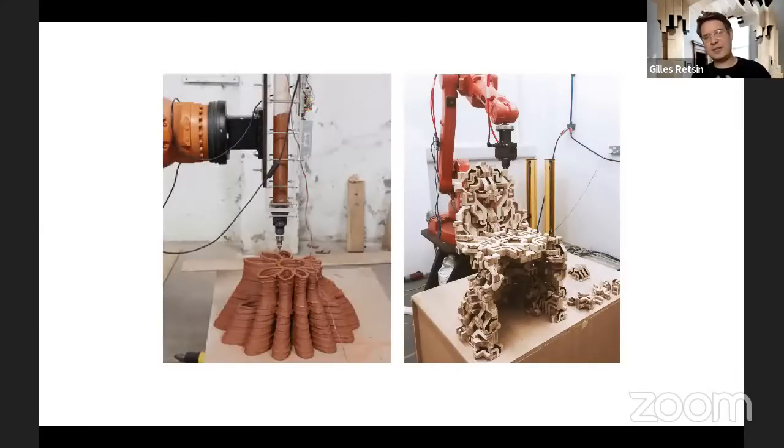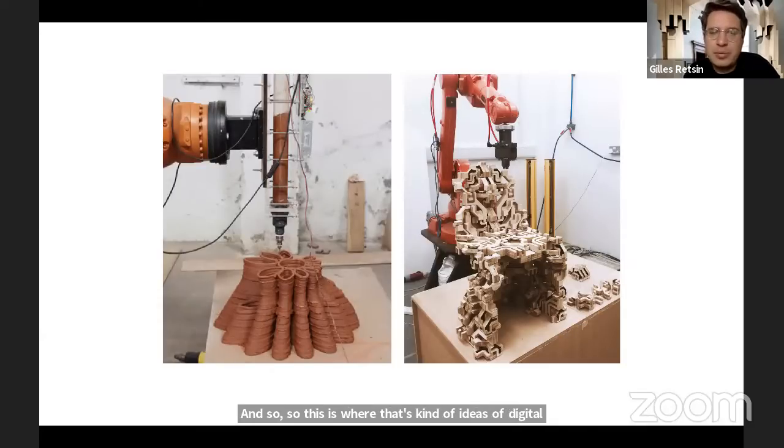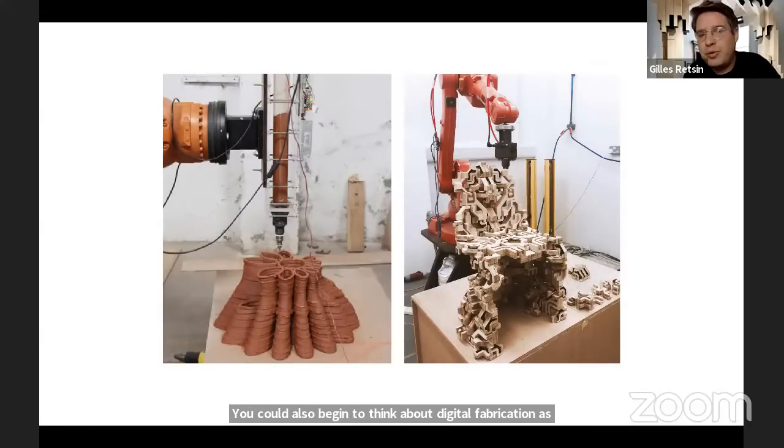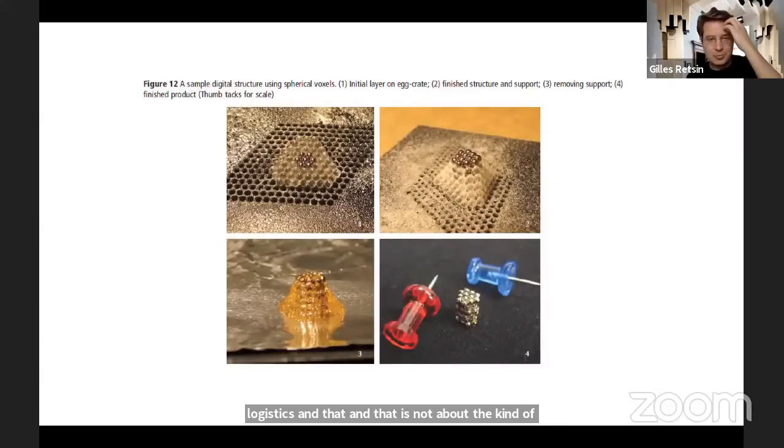And so this is where ideas of digital fabrication can come in. Rather than thinking about digital fabrication as digital craft, as you see on the left, you could also begin to think about digital fabrication as something that is purely about organization and logistics, and that is not about the digitized version of craft. And there are technical precedents for this.